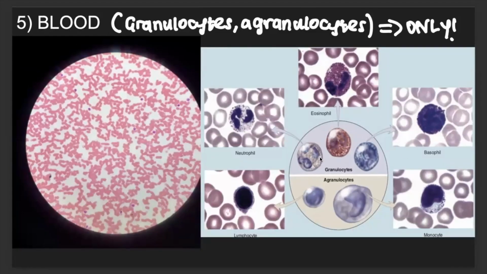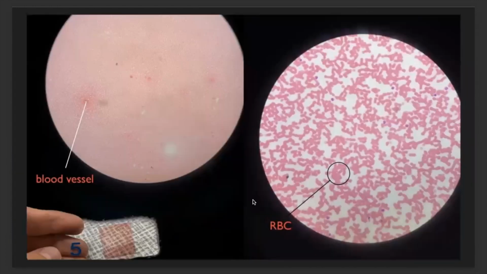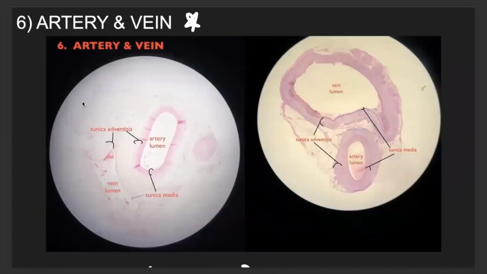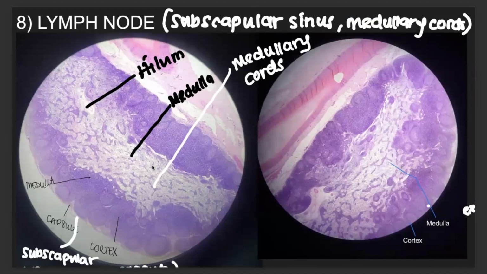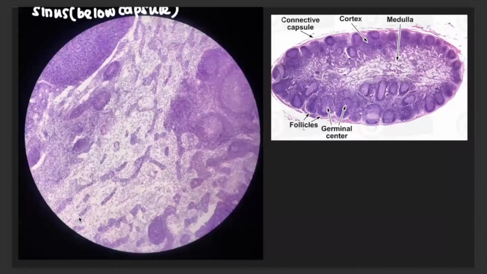Blood, you have to recognize granulocytes and agranulocytes. That's how the blood looks like, and that's the blood vessel. That's the artery and a vein. Tunica interna is the most important part here of the aorta. Lymphoid node has the medullary cord inside and the subcapsular sinus right here, just below the cortex.